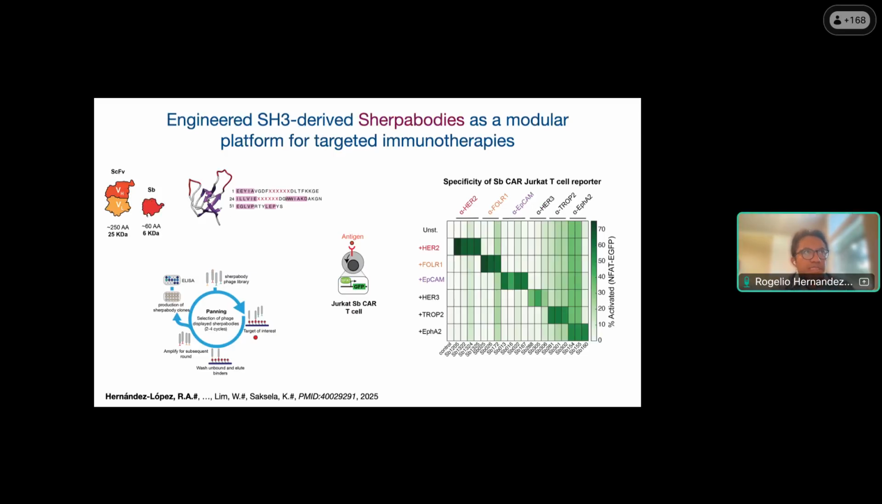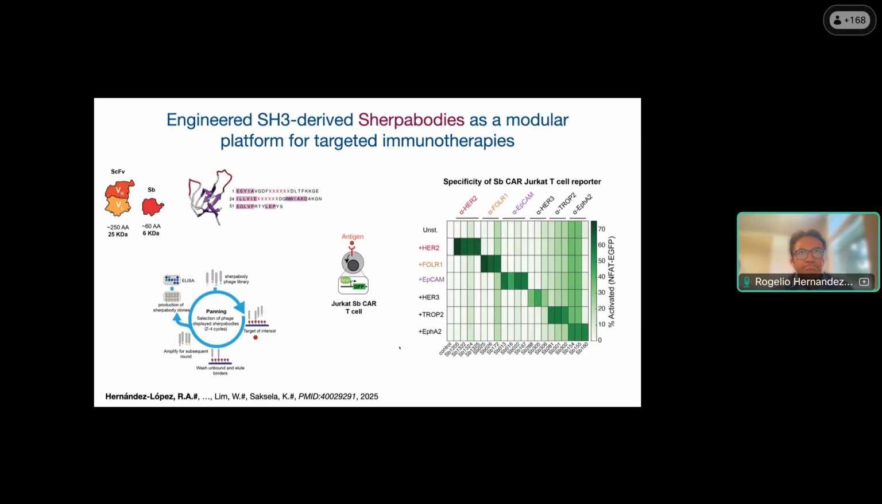So we are using these SH3-derived binding domains that can be engineered to recognize antigens of your choice, and we are calling them Sherpa bodies. And here what I'm showing you is a specificity test where we built a series of reporters that have chimeric antigen receptors using these SH3 domains against a variety of tumor-associated antigens, for example, HER2 or EpCAM, TROP2, and so forth, and show that you can find some clones that are highly specific for these antigens.